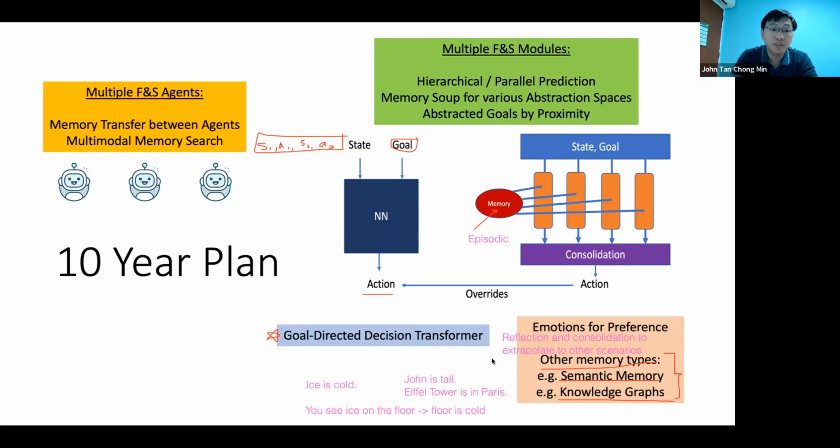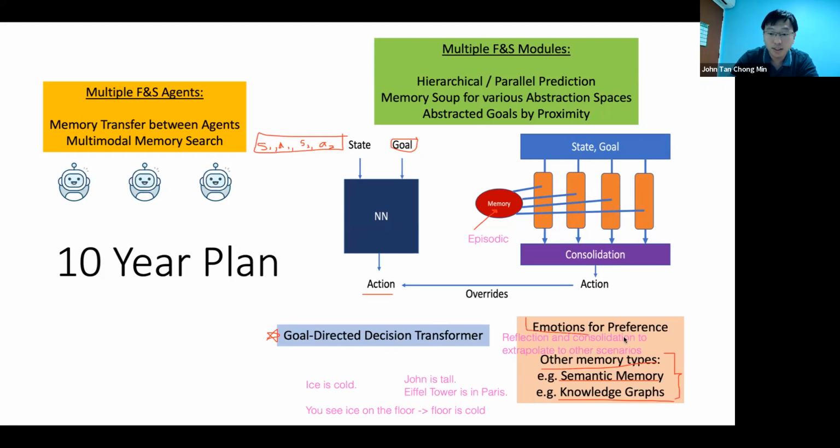The memory that you have is not just episodic memory. You could have other semantic memory as well, so that you can do inference and use it to extrapolate. So at least this is how I view it. We can discuss more about how you view it as well, but let me just go through the rest of the slides.